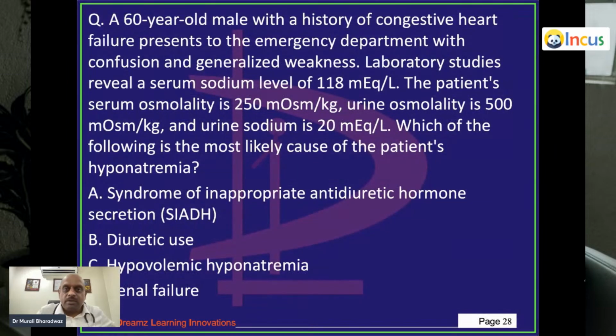Now, let's take a few questions. A 60-year-old male, history of congestive heart failure, confusion, generalized weakness, serum sodium level is 118, serum osmolarity is 250, urine osmolarity is 500, urine sodium is 20. What is the cause of the patient's hyponatremia? So this is a case of hypovolemic hyponatremia.